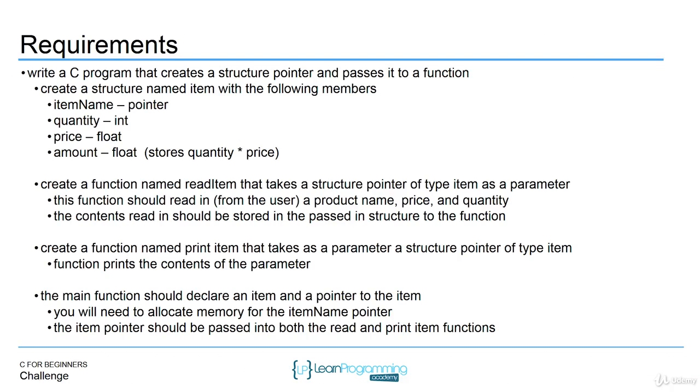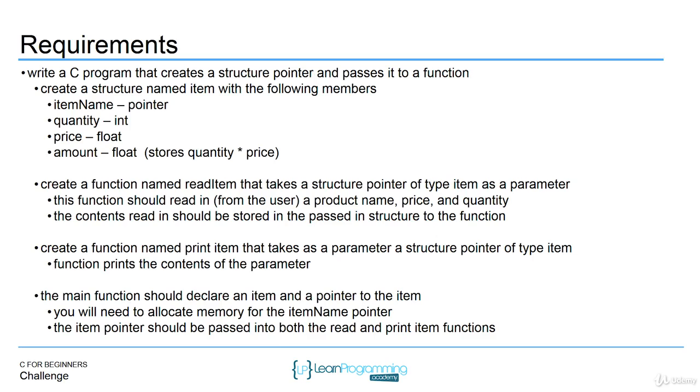So you need to write a C program that creates a structure pointer and passes it to a function. Create a structure named item with the following members: an item name, which should be a character pointer, a quantity, which should be an int, a price should be a float, and the amount should be a float. The amount that's stored in the structure is going to essentially be the quantity times the price, because that would be the total amount. I want you to create two functions.